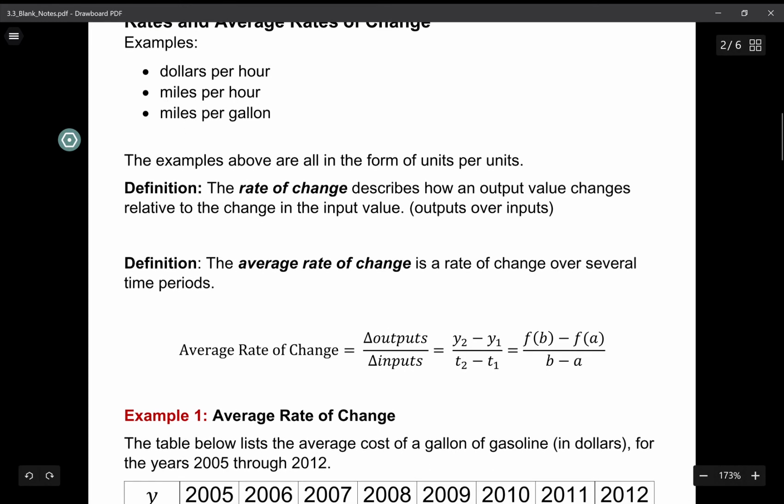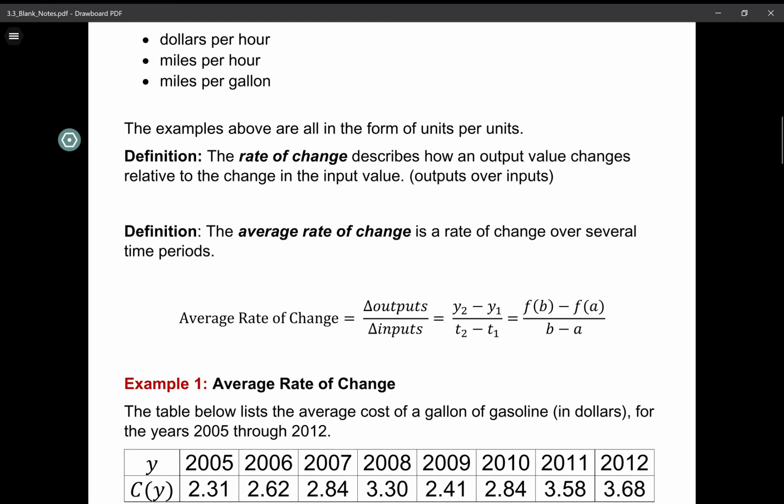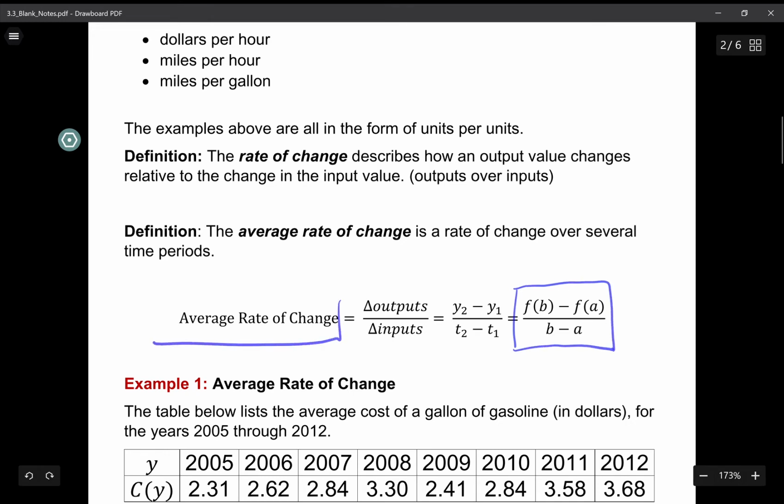And here is a nice formula for your average rate of change. Average rate of change equals, using function notation, f of b minus f of a over b minus a. And this is definitely something you want to write down in your notes for your formula, average rate of change.